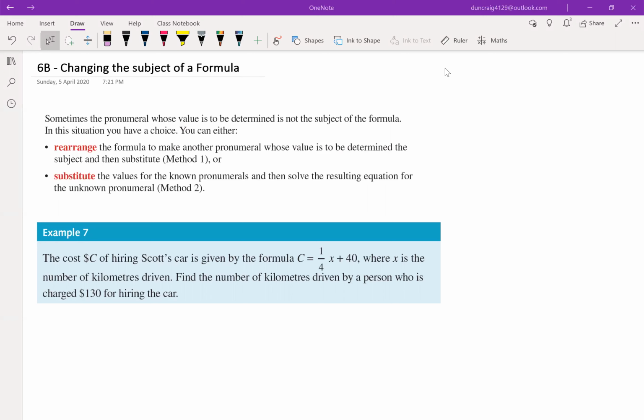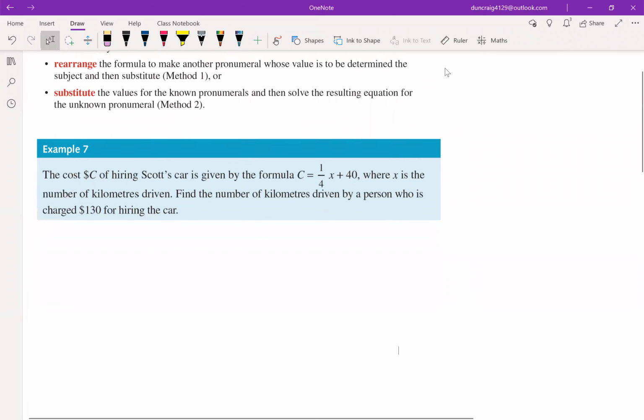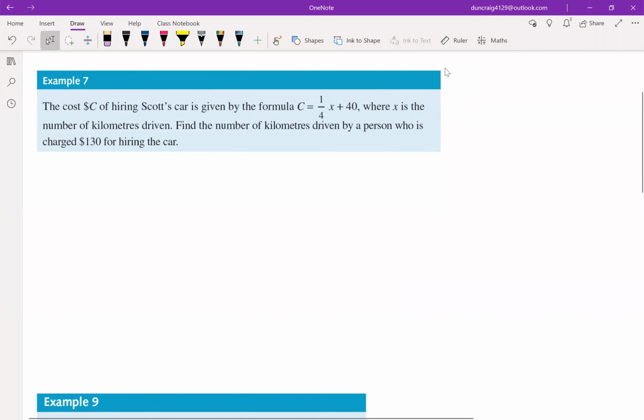One, we can either just rearrange the formula straight up, or we can do what we did in the previous section where we substitute the values into the formula and then solve for the unknown. So I'll show you both ways of doing it with this example down here. The cost of hiring Scott's car is given by the formula C is equal to a quarter X plus 40, where X is the number of kilometres driven. Find the number of kilometres driven by a person who is charged $130 for hiring the car.